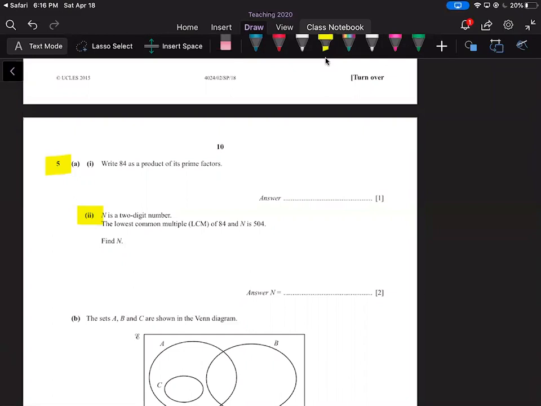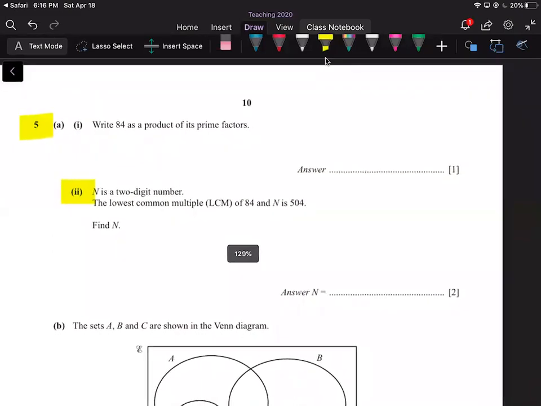So I'm recording a video on the questions that you asked me to explain on Specimen 2018 paper 2. Okay, so I'll just start. Bismillah. Right, so this is question 5, part 2, A part 2.